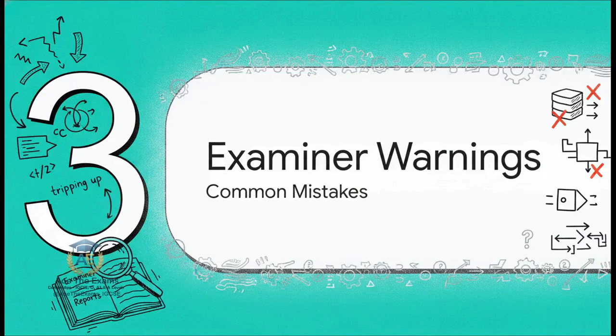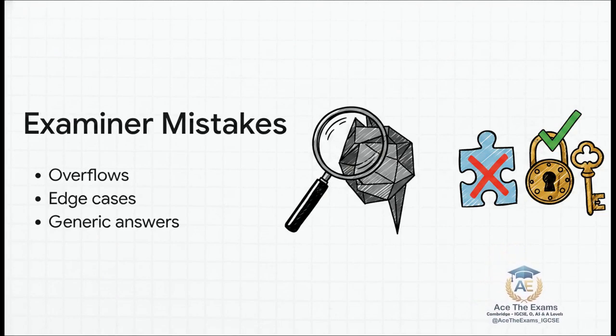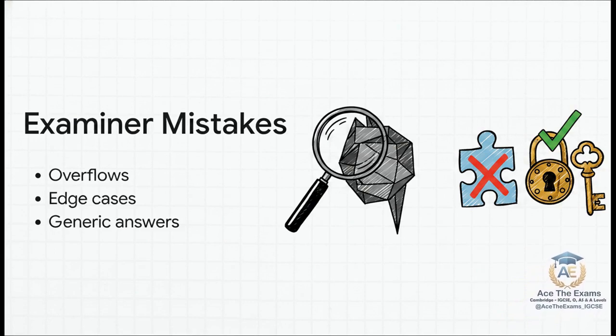Let's transition to Section 3, Top Examiner Warnings. We really need to address the reality of where students fail. Let's look at the principal examiner reports to see exactly where you might trip up. These are the top 3 mistakes directly from the people grading your papers. 1. Forgetting to check overflow and edge cases. 2. Forgetting to check boundary conditions. And 3. Providing generic answers not specific to context. These top 3 mistakes are exactly what keeps average students at a B grade.